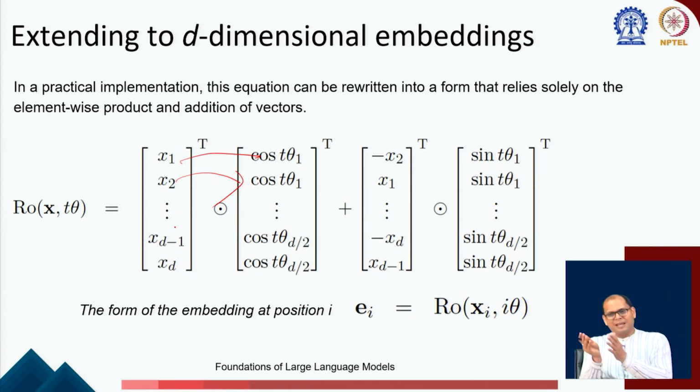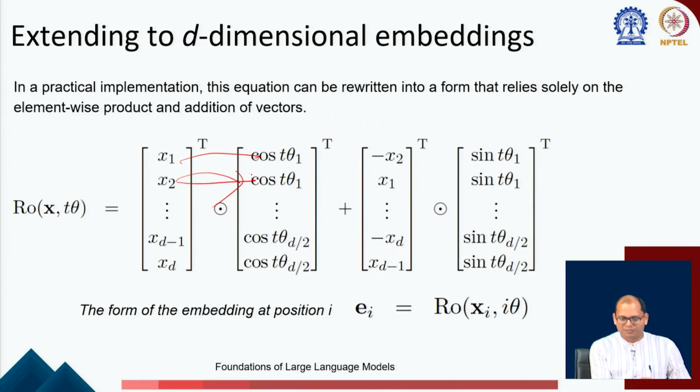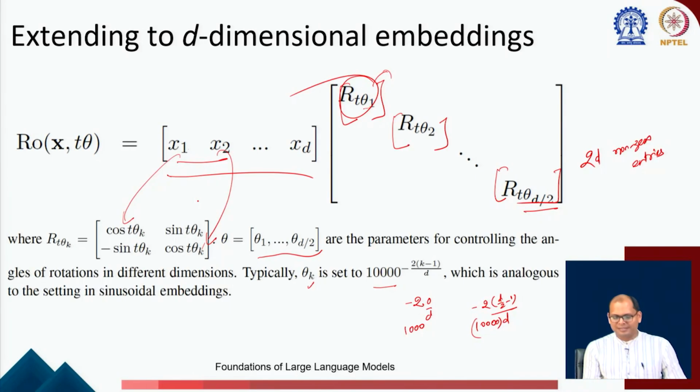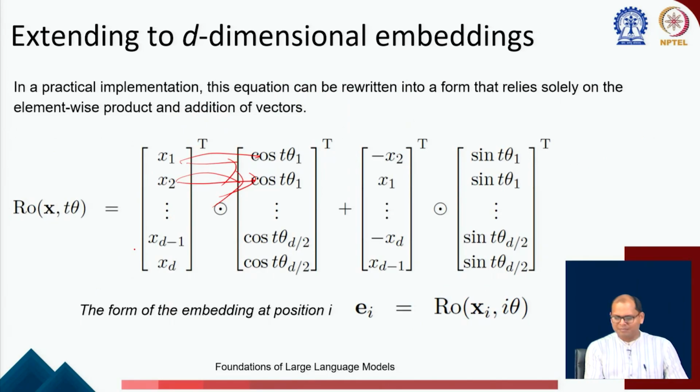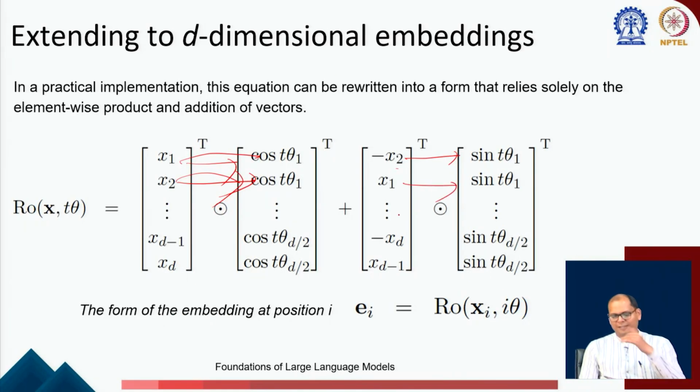So, you can separate out the terms for cos t theta and sin t theta. In the first dimension, the only thing was cos t theta 1. In the second dimension, again cos t theta 1 for x2. What happens with the sin t theta? X2 times minus sin t theta in the first dimension, you see. So, we have swapped it: minus x2 times sin t theta 1. Second dimension, x1 times sin t theta 1. So, this becomes an easier way of doing this.